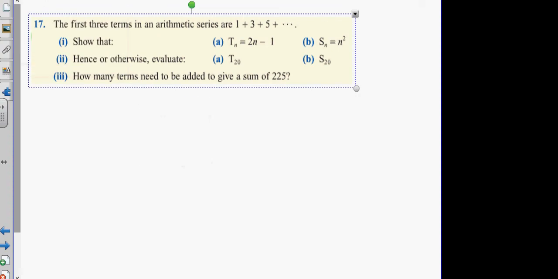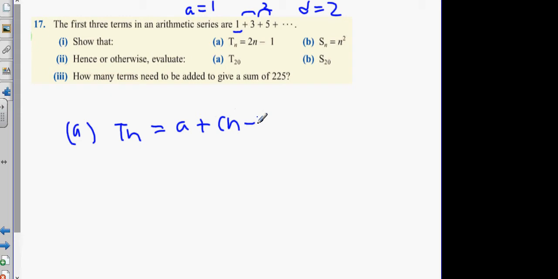The first one: show that if the first three terms in an arithmetic series are 1, 3 and 5, then Tn equals 2n minus 1. Okay, a equals 1 because it's the first term, the gap of each one is 2, therefore d equals 2. All we have to do first and foremost is show that Tn is a plus n minus 1 times d.